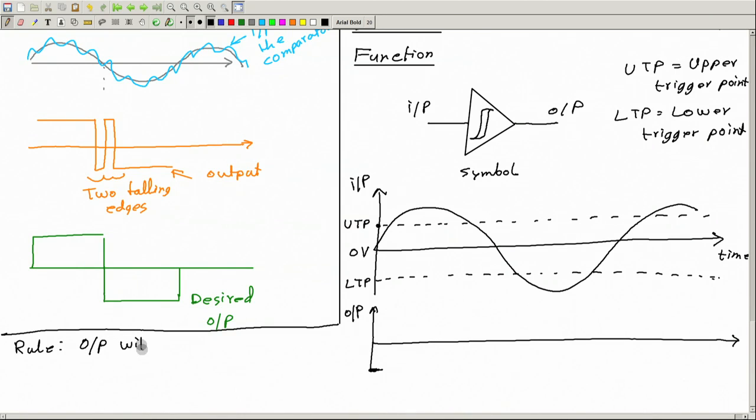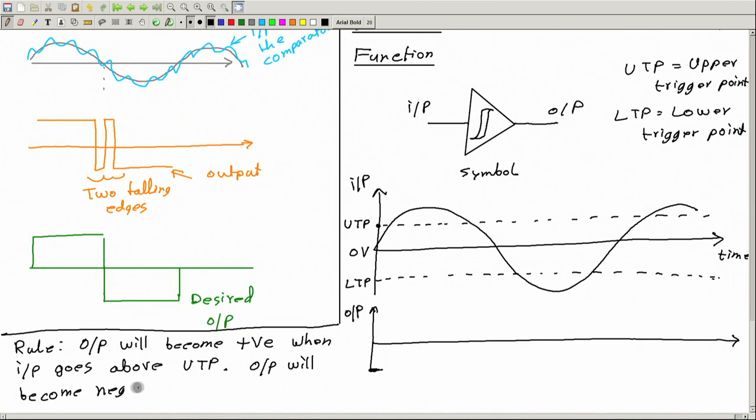Output will become positive when input goes above UTP, and output will become negative when input goes below LTP. So, this is the rule, and elsewhere otherwise the output will retain its value.